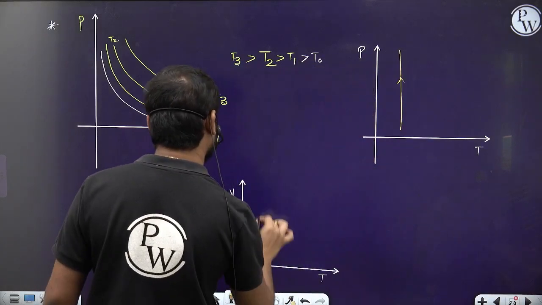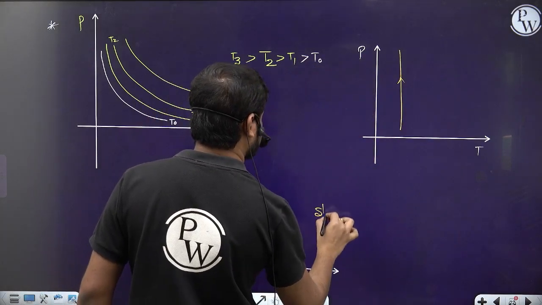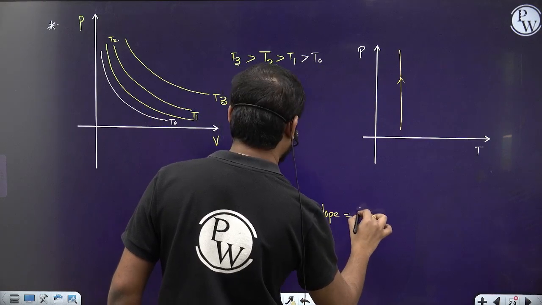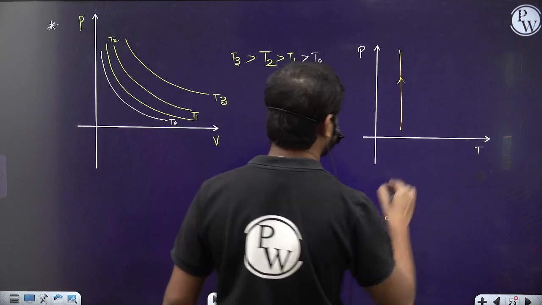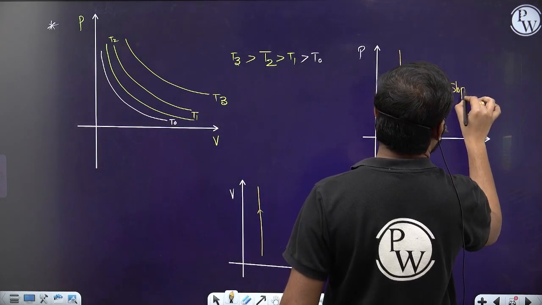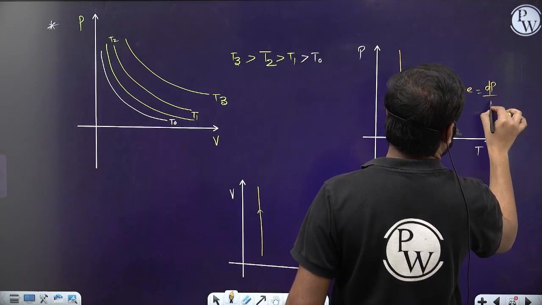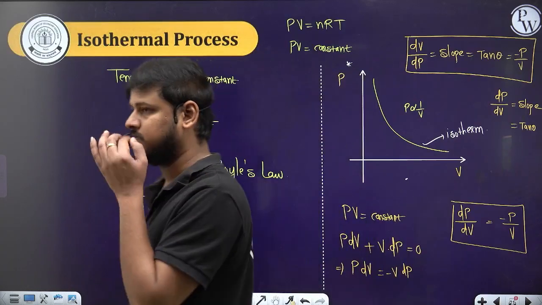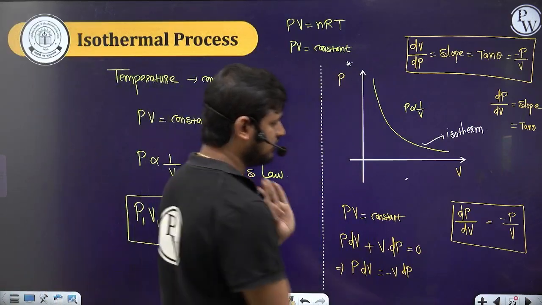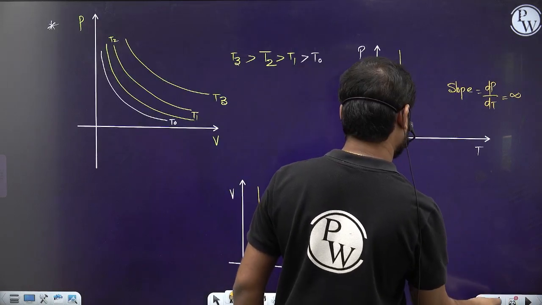Right? So here the slope is dV by dT, which is infinity. Here also the slope is dP by dT, which is infinity. Done? Chalo. Now let's go for the next one.